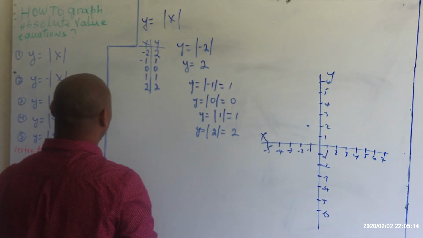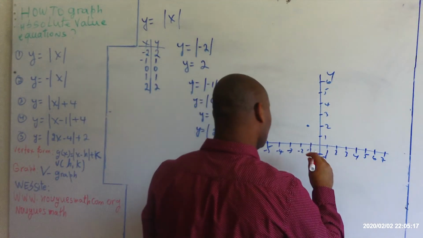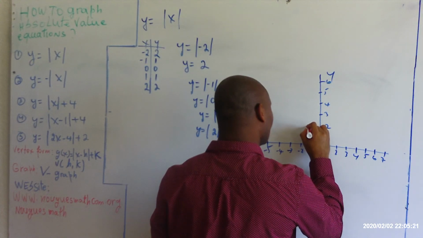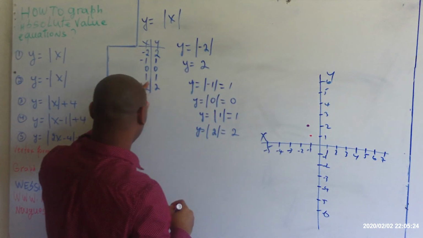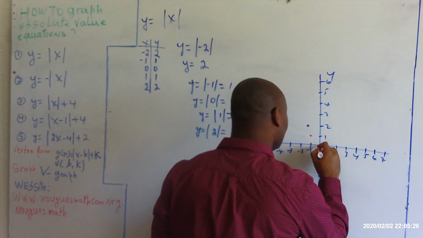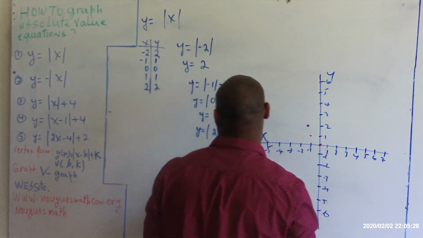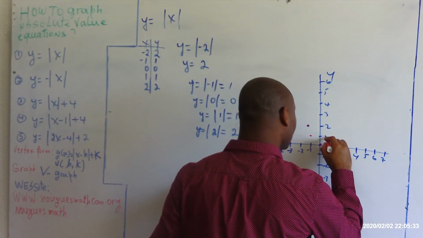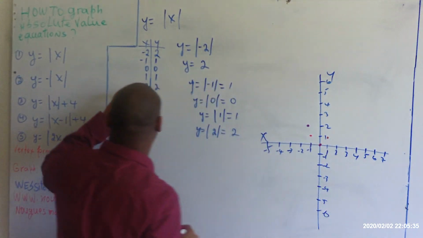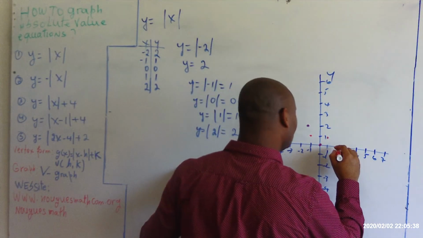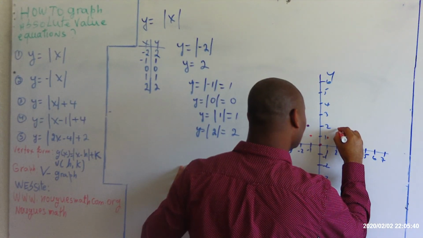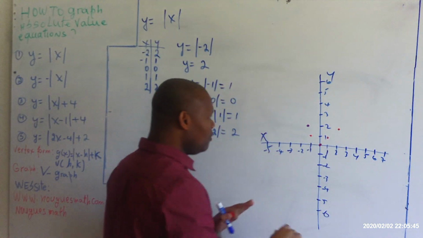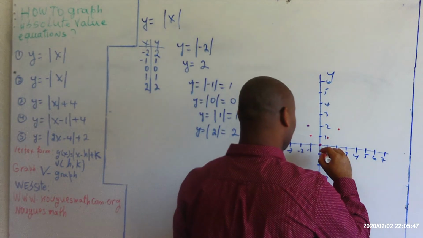Let's place the point -1, 1. Then 0, 0. That's the center. Then 1, 1, right here. Then 2, 2, right here. So we get all the points. We already see what we're going to have.